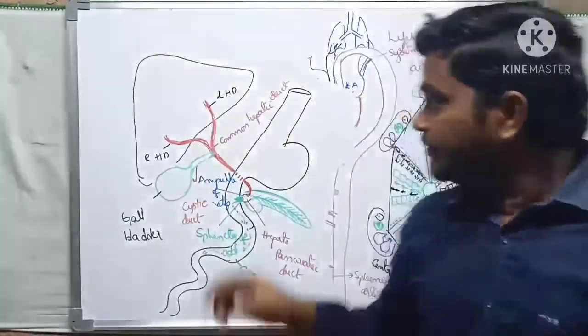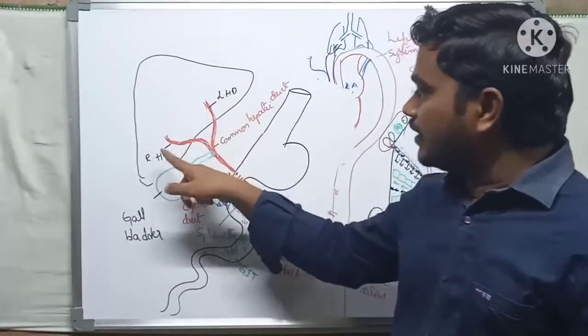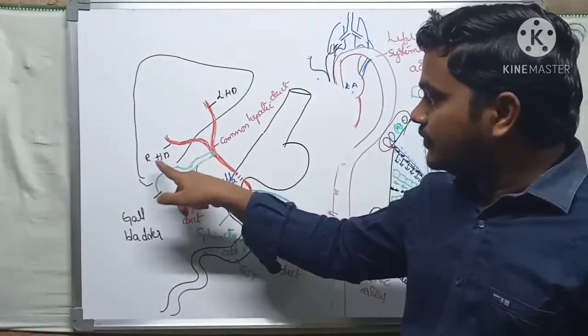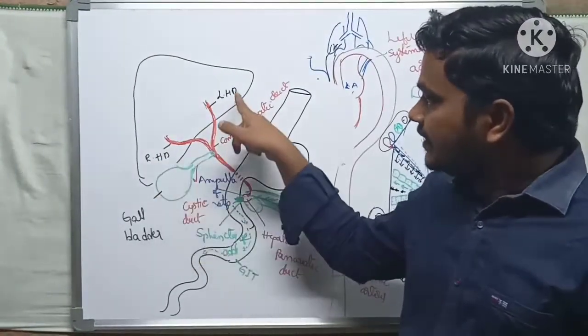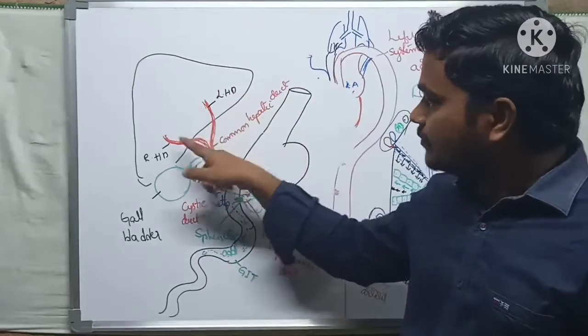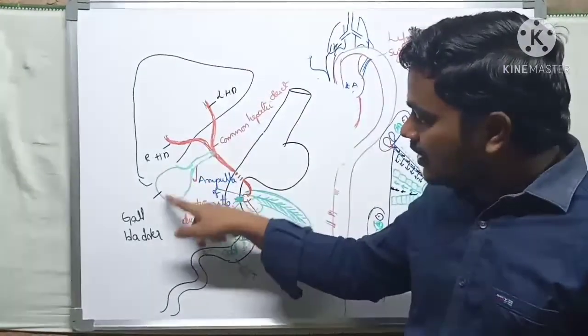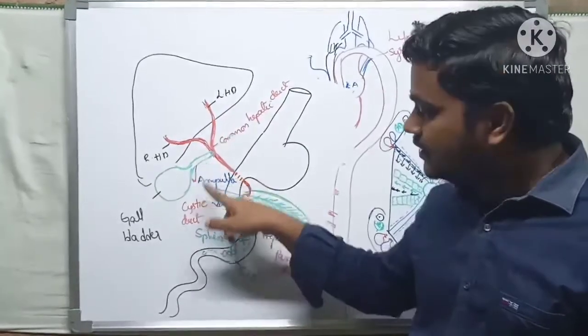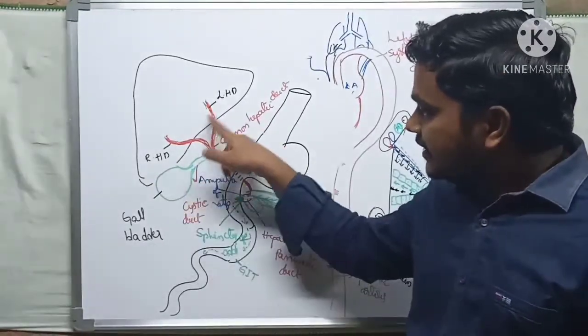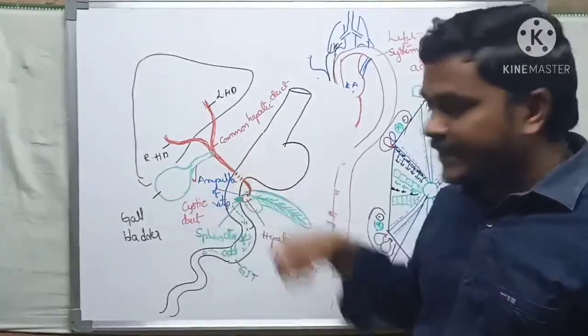So let's recall one time. First and foremost, there are two lobes. From the right lobe we get the right hepatic duct. From the left lobe we get the left hepatic duct, both fused to form a common hepatic duct. Bile is stored in the gallbladder. The gallbladder duct is called the cystic duct.